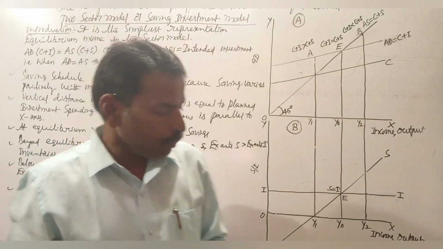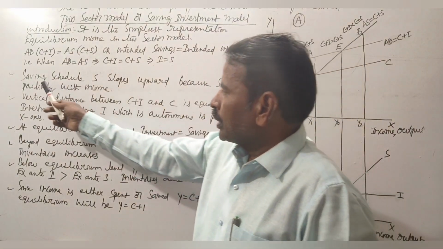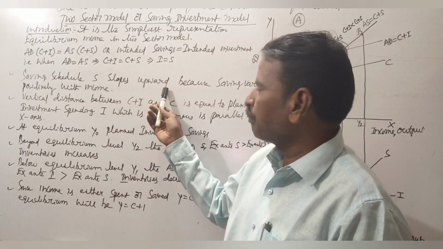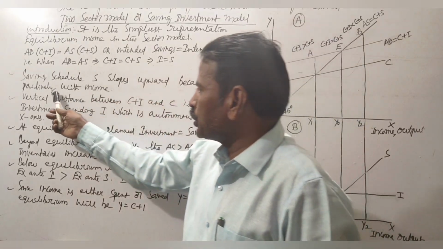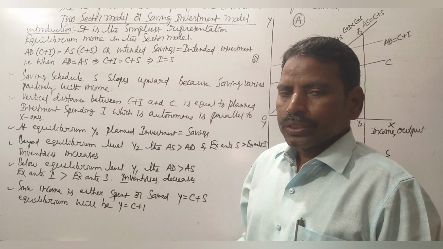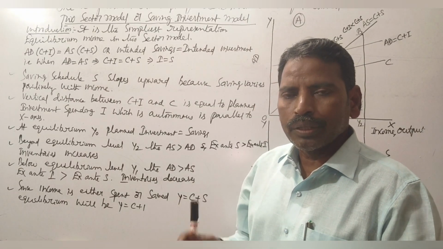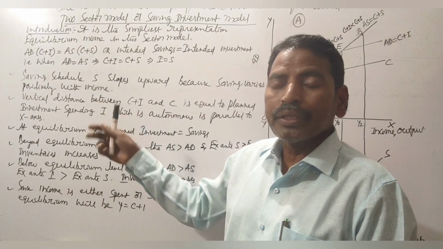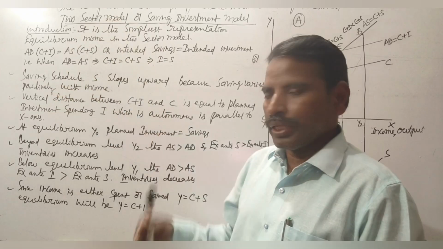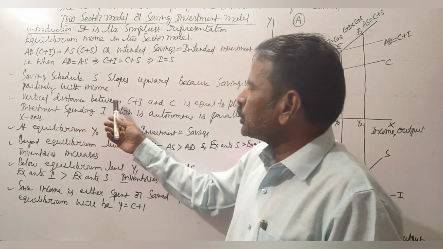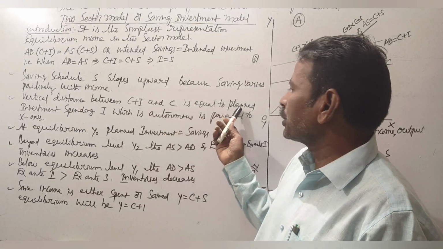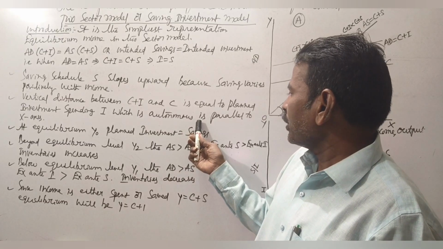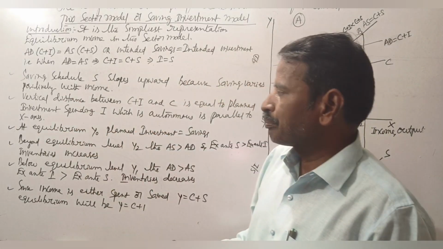Right. The saving schedule S slopes upward because savings varies positively with income. The saving schedule slopes upwards because there is a positive relation between savings and income. If income increases, savings also increases. The vertical distance between C plus I and C is equal to planned investment spending, that is I, which is autonomous and is parallel to the X-axis.